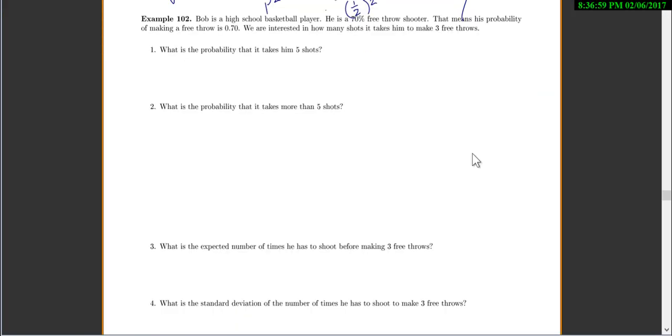So in this next example, Bob is a high school basketball player. He's a 70% free throw shooter. This means his probability of making a free throw is 0.7. We are interested in how many shots it takes him to make 3 free throws. So we're interested in x equals the number of shots until 3 successes. Okay, and because it's how many times you have to do it until you get 3 successes, we know that's negative binomial. And r equals 3, we want 3 successes, and the probability of each one is 0.7.